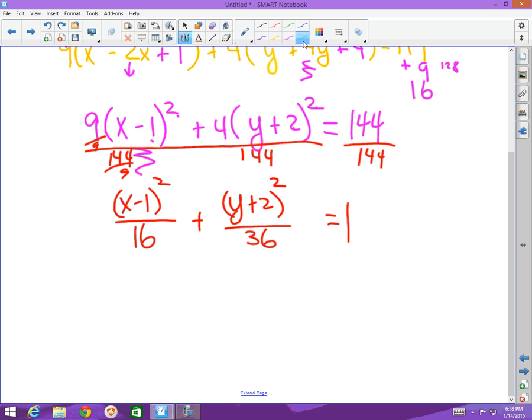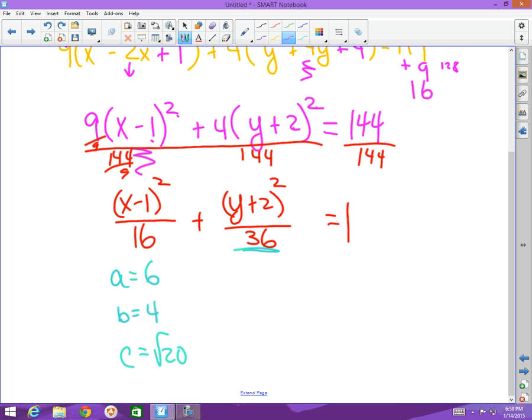So now the value of a is equal to 6, because it's the square root of the bigger number. The value of b is equal to 4, and the value of c is equal to the square root of... no, it's a squared minus b squared. So it would be the square root of 20.